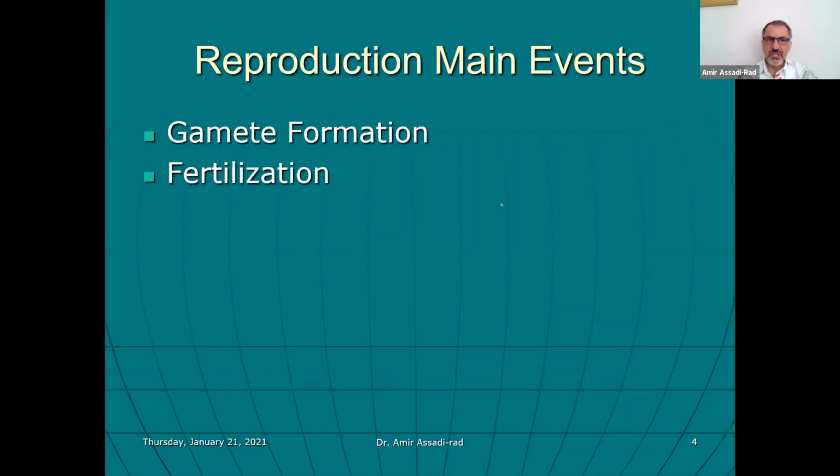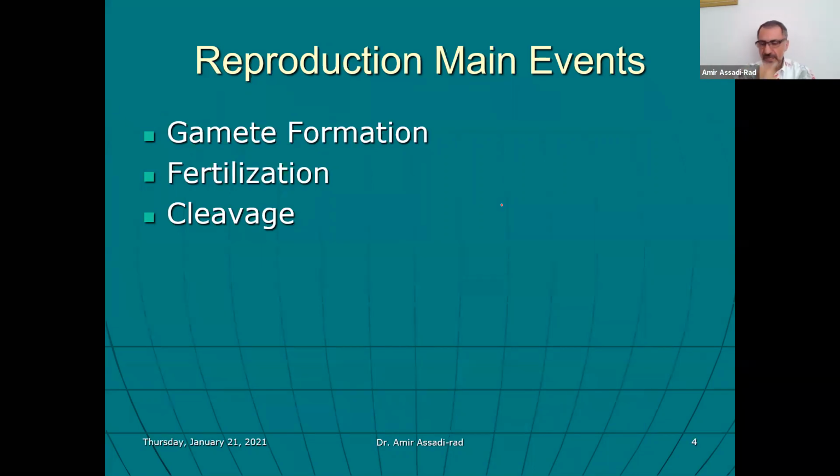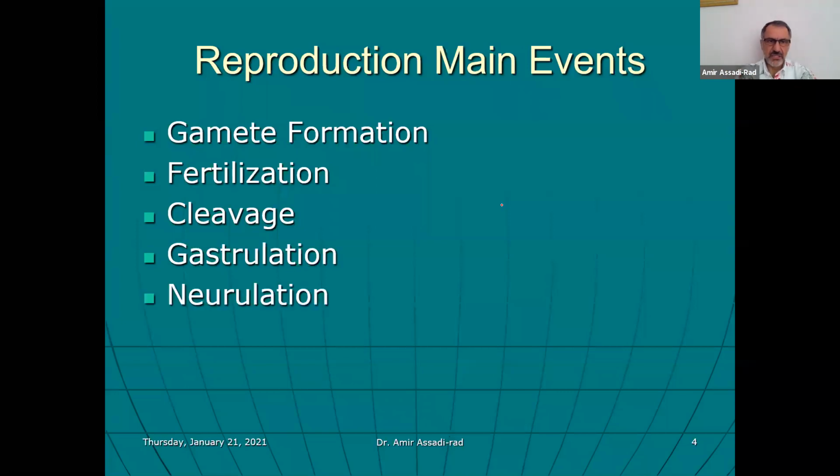The main reproductive events are gamete formation by gonads, fertilization, the process of sperm coming to the egg, and cleavage. When the fertilized egg becomes two cells, that is called cleavage. When two cells become four cells, that's cleavage. And here is a good definition for gastrulation: when you have a ball of cells and the cells invaginate, going inward from one end, that is called gastrulation. You will see a picture of it.